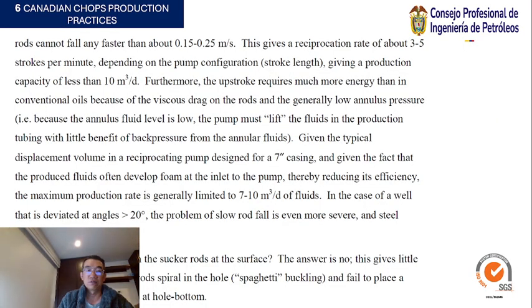In the case of a well that is deviated at angles above 20 degrees, the problem of slow rod fall is even more severe, and steel erosion more serious. Is it possible to push down the sucker rod at the surface? The answer is no. This gives little to no advantage because the rod will spiral in the hole and fail to place a downward force on the pump at hole bottom.